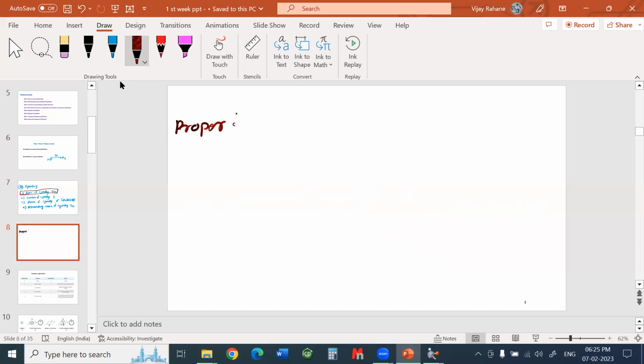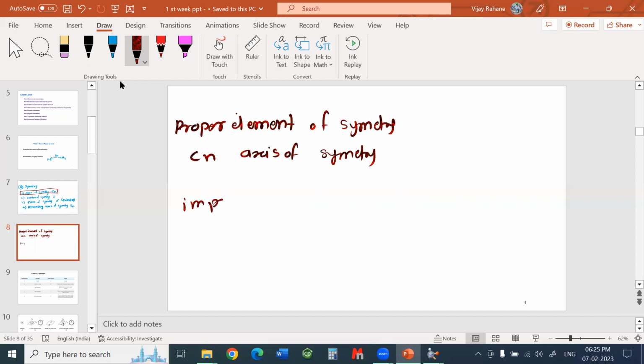Proper element of symmetry, and in this one there will be only the Cn. Cn means the axis of symmetry, and the other three are the improper elements of symmetry. In which the first one is the plane, second one is the center of inversion, and third one is the Sn axis, that is the improper axis of symmetry. We will see what is meant by axis of symmetry.